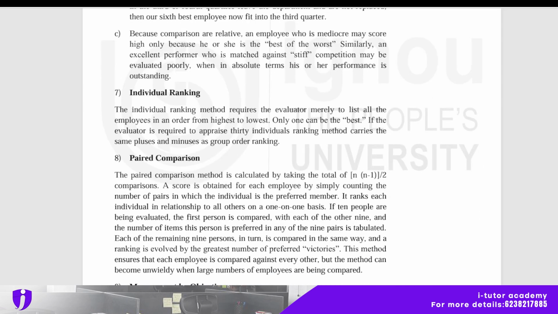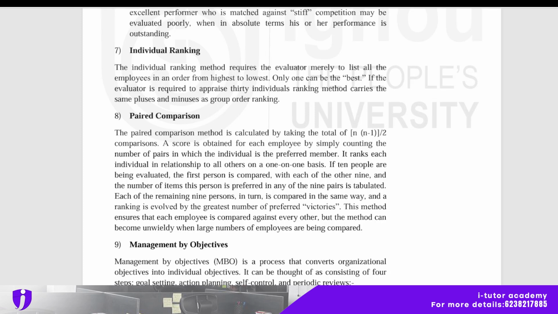And the seventh one is individual ranking. The individual ranking method requires the evaluator merely to list all the employees in an order from highest to lowest. Only one can be the best if the evaluator is required to appraise 30 individuals. The ranking method carries the same pluses and minuses as group order ranking.